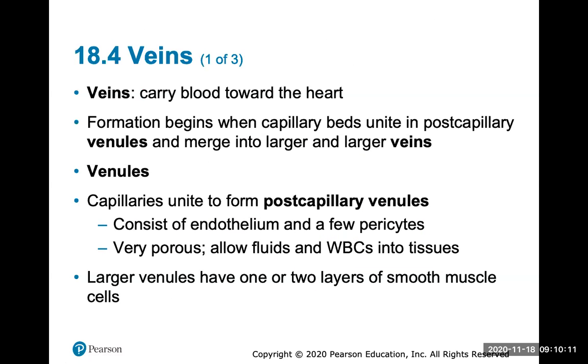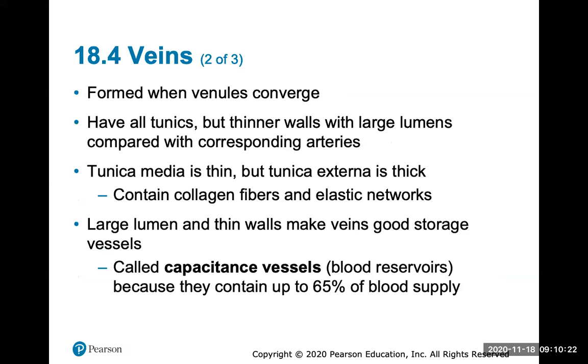So veins then carry blood back toward the heart. We'll start with venules because they are uniting to form postcapillary venules. Larger venules will have one or two layers of smooth muscle cells. Veins will be formed when the venules converge. They have all tunic layers but thinner walls with large lumens. The tunica media is extremely thin, and there's a large lumen and thin walls, which make your veins a good storage vessel. They are called capacitance vessels, which means they are blood reservoirs. So about 65% of our blood supply is in our veins.